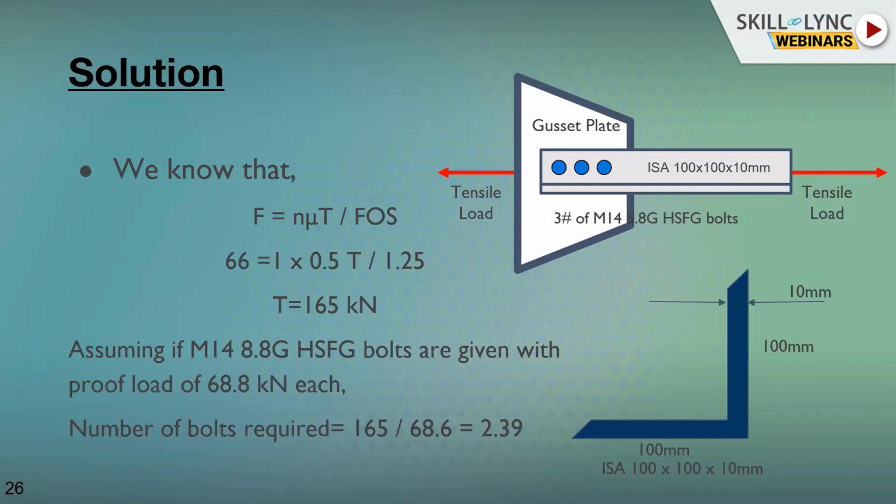We cannot exactly put 2.39 bolts on a steel connection. Always round up the value to the nearest number above. So we are going to provide 3 numbers of M14 HFFC bolts of 8.8 grade. As you can see in the image, the 3 bolts are being provided and the tension load is applied. This is a very simple and basic connection problem. Next slide, please.